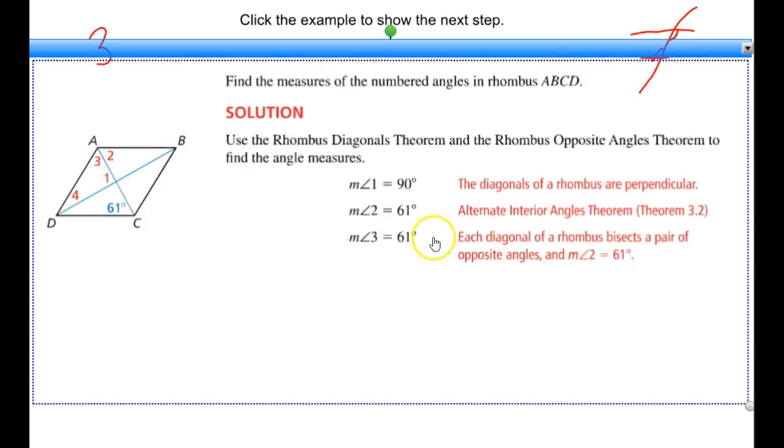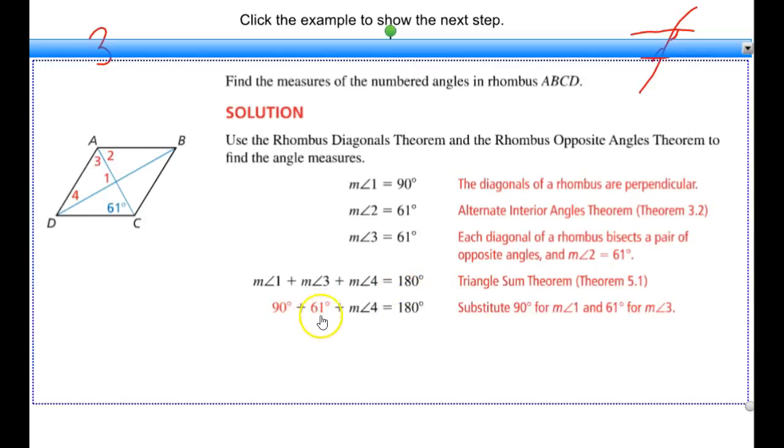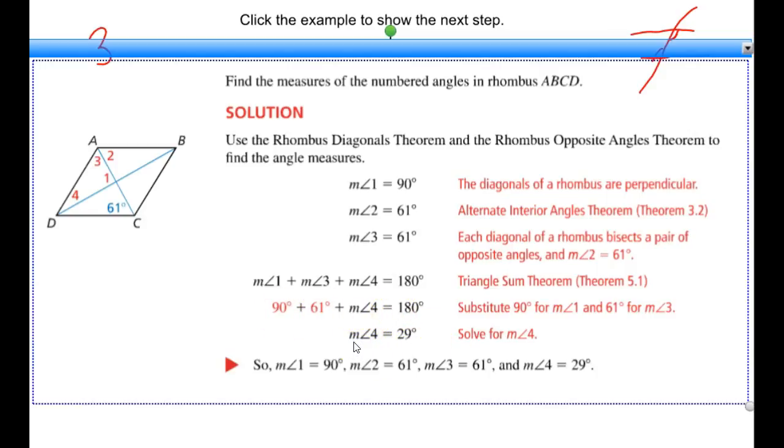So the measure of angle 3. I know that 3 is also going to be 61 degrees because my rhombus opposite angles theorem tells me that my angles are bisected, are cut in half. So if this half is 61 degrees, I also know that this half is 61 degrees. So then I can find angle number 4 because this right here makes a triangle. And if I know angle 1 and I know angle 3, I can add those up and get to angle 4. So I know that the sum of my angles in a triangle, right, is my triangle sum theorem, equals 180. So I plug in the 2 that I know and I can find the measure of angle 4. So I just subtract these. So I know that angle 4 is 29 degrees. So there's my final solution.